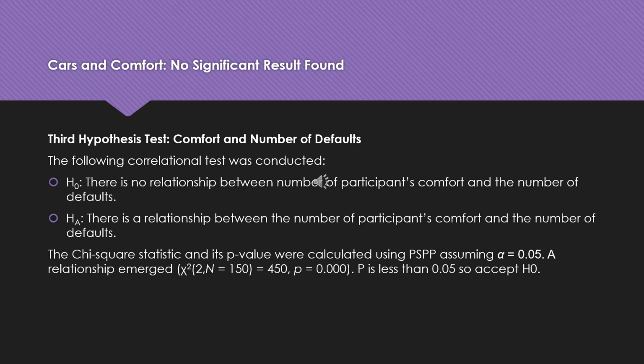The chi-square statistic and its p-value were calculated using PSPP, assuming alpha 0.05. A relationship emerged, chi-square 450, p-value 0. P is less than 0.05, so we accept the null hypothesis.